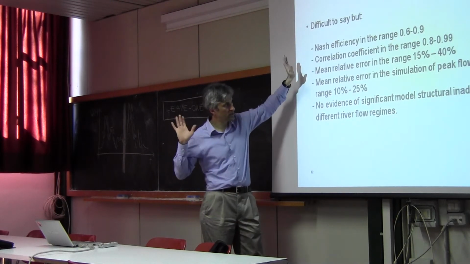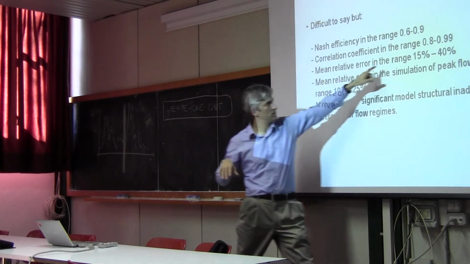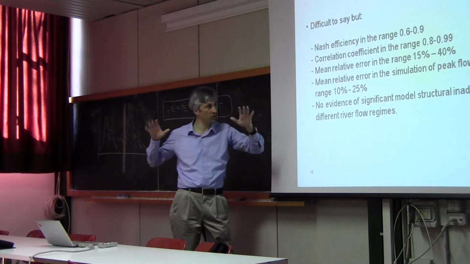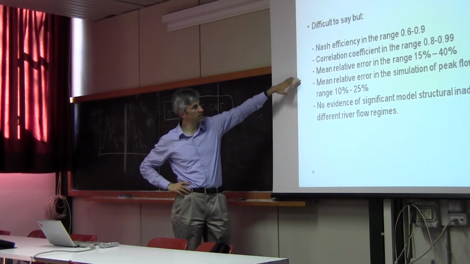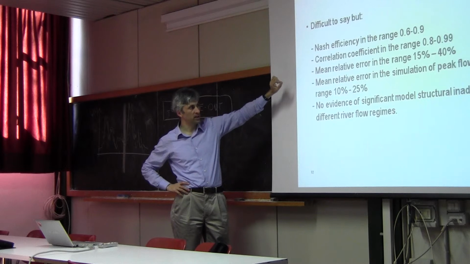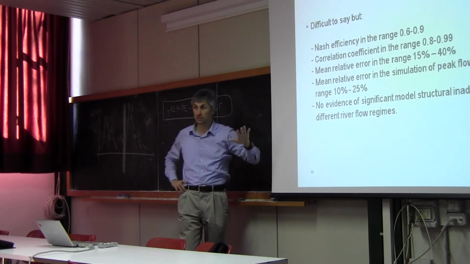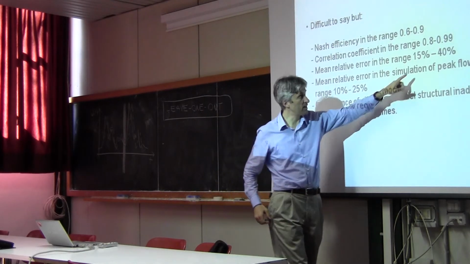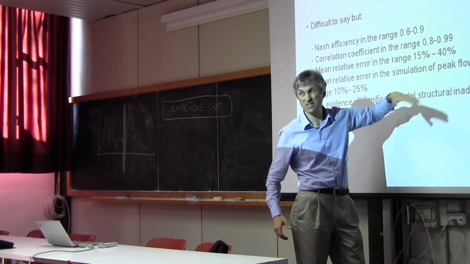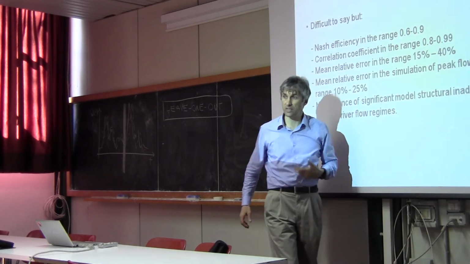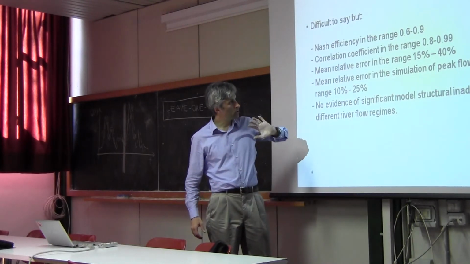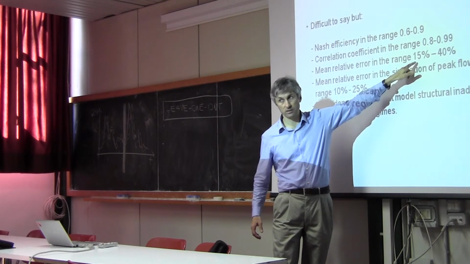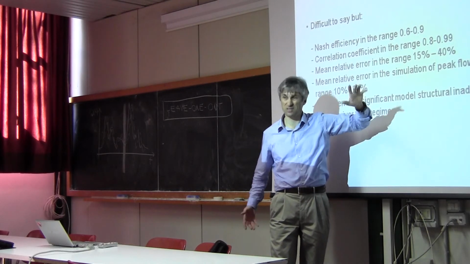The correlation coefficient, let's forget about it, but in any case, this is the range of good values. I won't ask you about correlation coefficient, it's just for your information. Mean relative error, this is important, in the range 15–40%. This is the range of useful models. If you get an error which is more than 40%, you understand that it's a very significant error. It's almost impossible for you to go below this limit of 15%. It's very difficult.